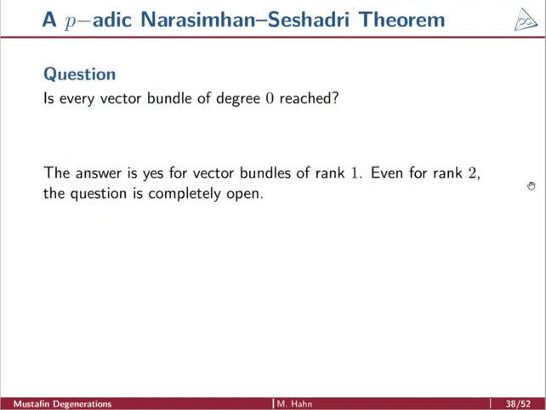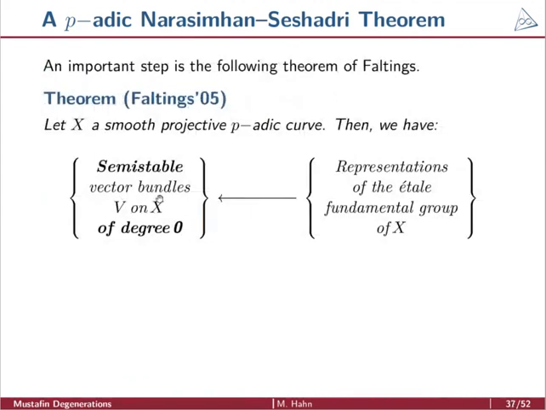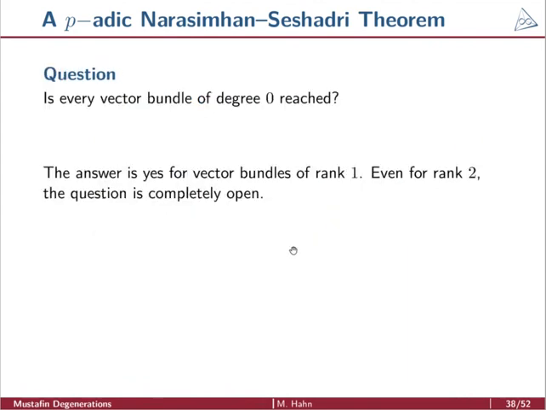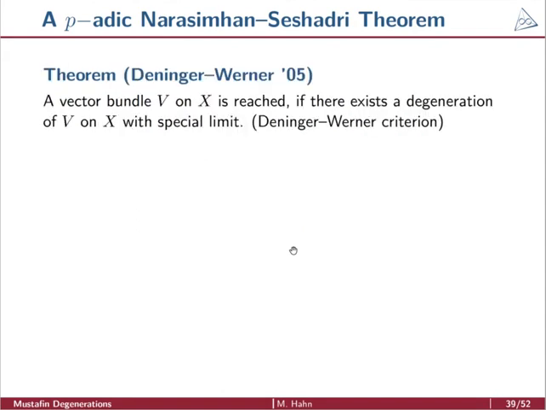So in other words, one can also phrase this as: is every semi-stable vector bundle of degree 0 reached? So the question is, is every semi-stable vector bundle of degree 0 on this curve reached, for every curve? And the answer is indeed yes for vector bundles of rank 1, but even in rank 2, so even when the dimension of all vector spaces is only 2, this question is completely open.